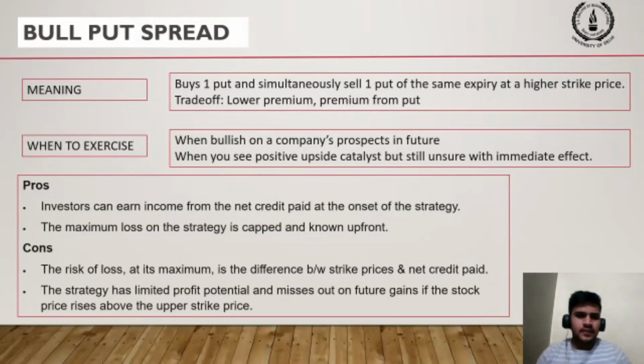ठीक है. As I explained before, the pros and cons are there in both bull call and bull put as well. So yeah, investors can earn income from the net credit received at the onset of the strategy only, and the maximum loss, as you know, is very much capped and known upfront. So yeah, that is the basic cons. That is the basic pros, and cons I have already listed. So yeah, we can move forward.